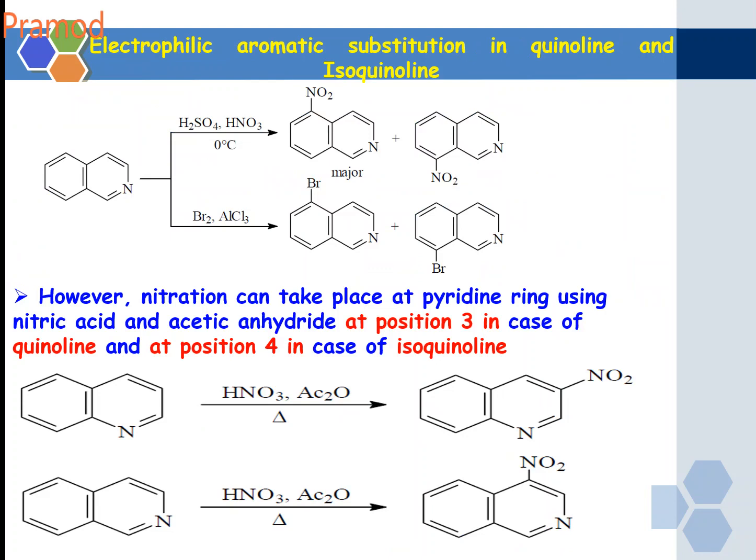As we said, nitration takes place at the 8th position. But just see one example: if the same nitration is conducted with nitric acid and acetic anhydride and heated, nitration takes place at the 3rd position, the meta position of the pyridine ring, which is the 4th position of isoquinoline. See the condition. If you take it with acetic anhydride and HNO3 at high temperature, the nitration takes place differently. So this is one of the differences.